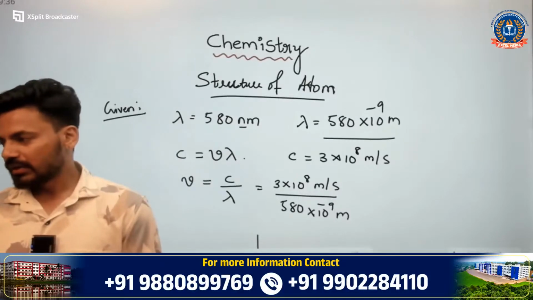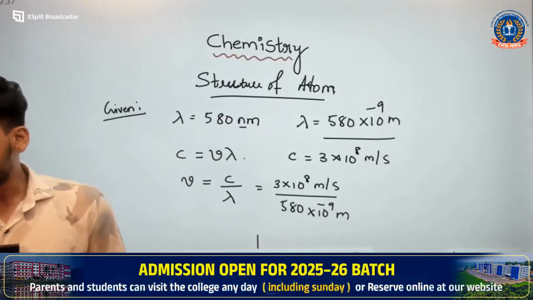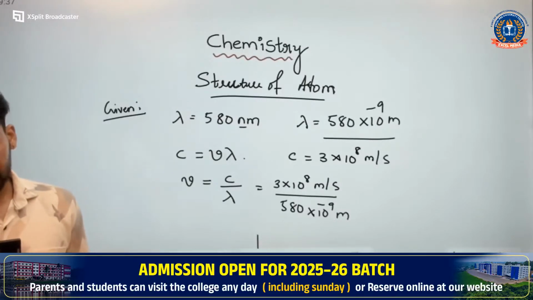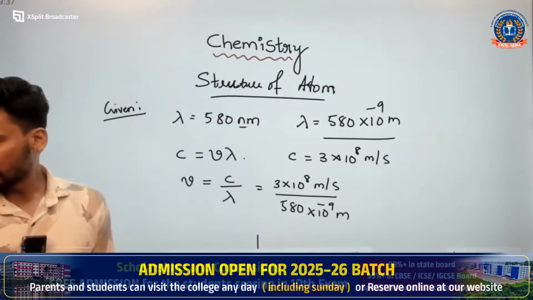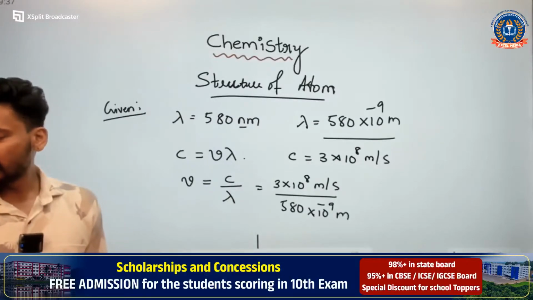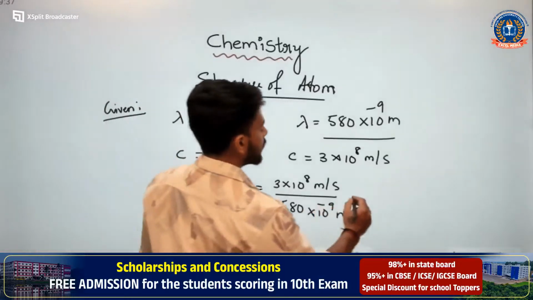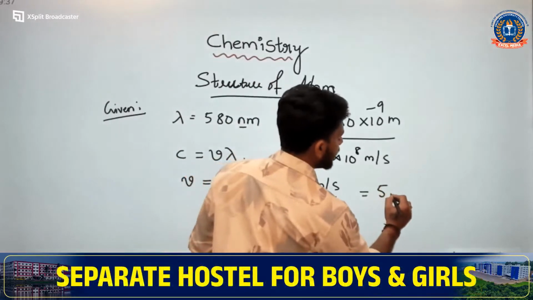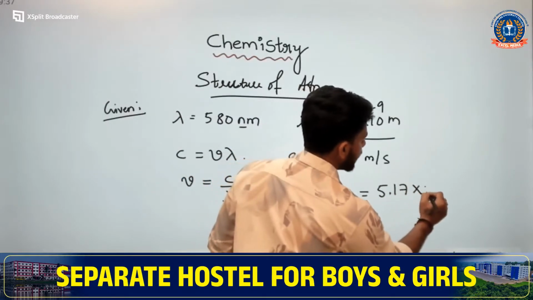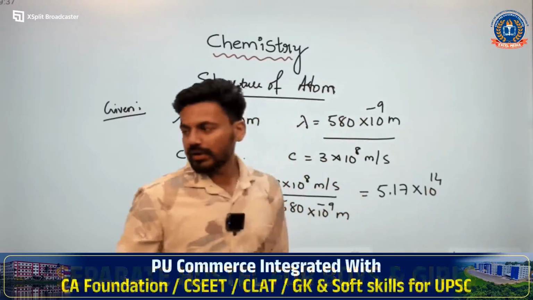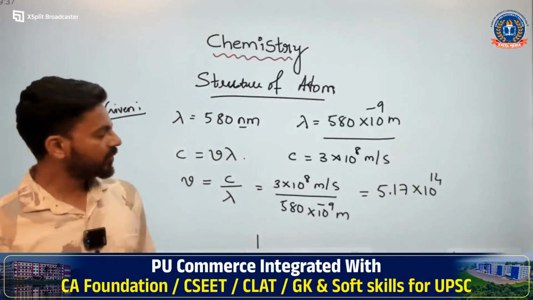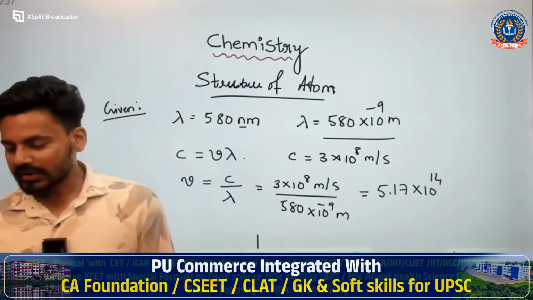Okay, yes, so you are getting 5.17 exactly correct into 10 to the power 14. Monisha, you have written the answer correctly. Okay, so what is the value? 5.17 into 10 to the power 14 unit. Okay, frequency is in hertz. Very good, very good.